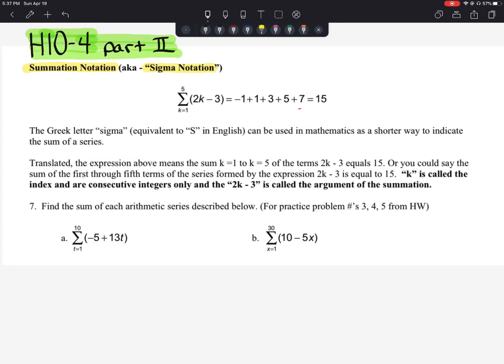So summation notation, also called sigma notation, looks like this. This is a shorter way to write finding the sum of a series. And you'll see this weird looking symbol in here. This weird looking symbol that you see is the Greek letter sigma, okay? So that sigma is like the capital S, but in the Greek language.